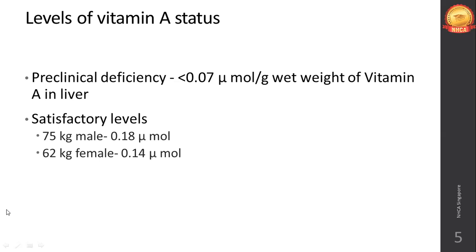When we do a liver assay and we find the vitamin A status in this particular individual's body is less than 0.07 micromole per gram wet weight. Why are we using wet weight here? Because when we do these isotope dilution assays, we do not exclude water.